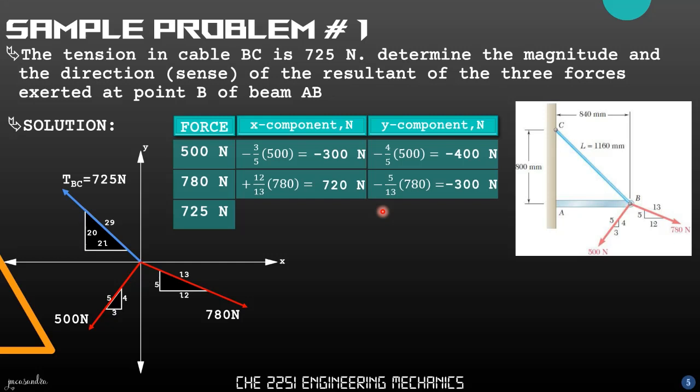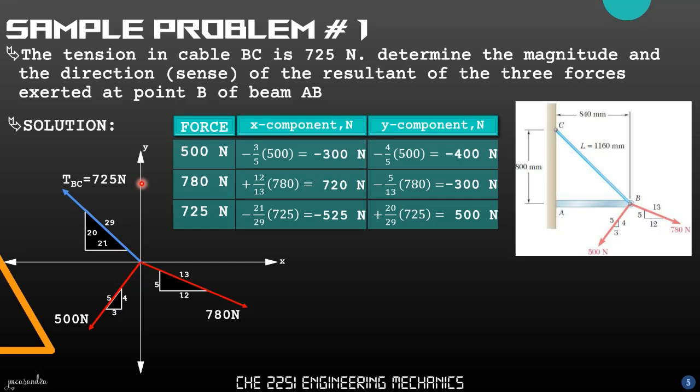For the 725 newtons, its X component is computed as negative 21 over 29 times 725. Negative as it is directed to the left, so we will have negative 525 newtons. For the Y component of BC, since our direction of the Y component is upwards, we can write our equation as positive 20 over 29 times 725, which will give us a value of 500 newtons.